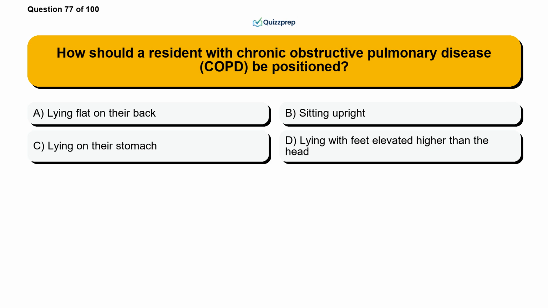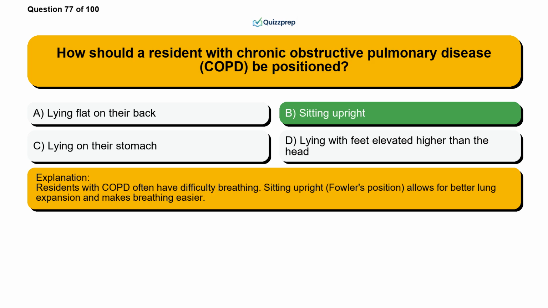Question 77. How should a resident with chronic obstructive pulmonary disease, COPD, be positioned? Option A. Lying flat on their back. Option B. Sitting upright. Option C. Lying on their stomach. Option D. Lying with feet elevated higher than the head. The correct answer is option B, sitting upright. Residents with COPD often have difficulty breathing. Sitting upright, Fowler's position, allows for better lung expansion and makes breathing easier.